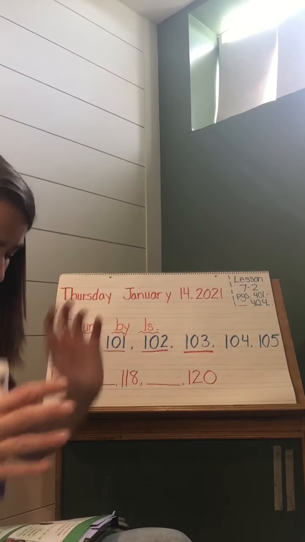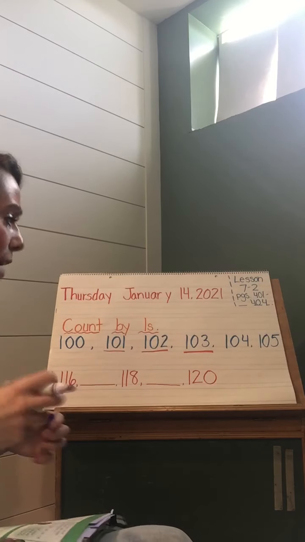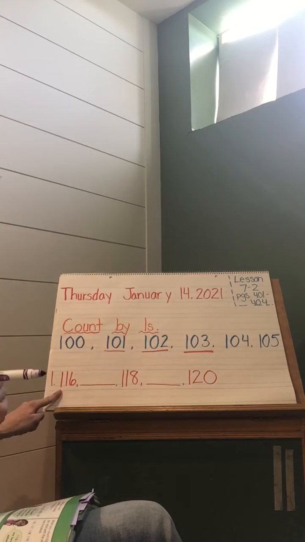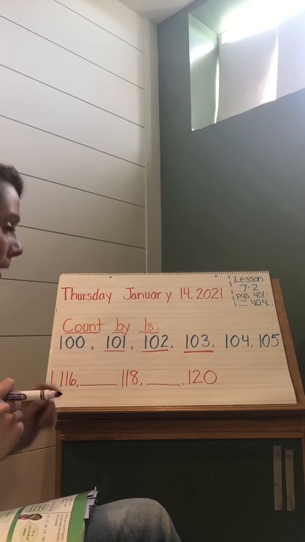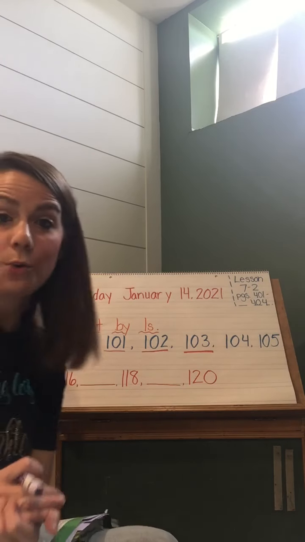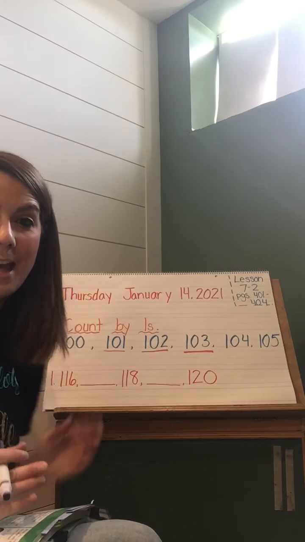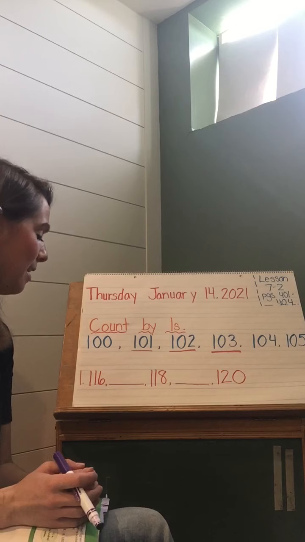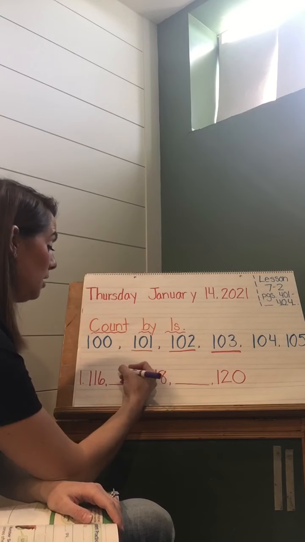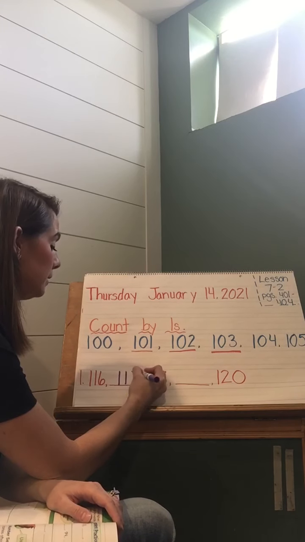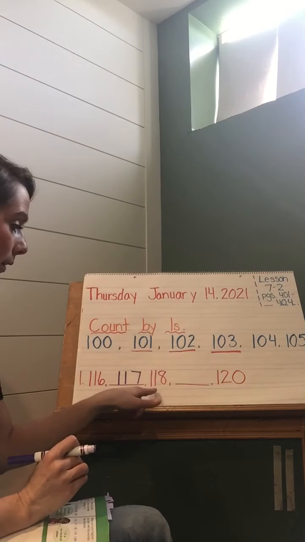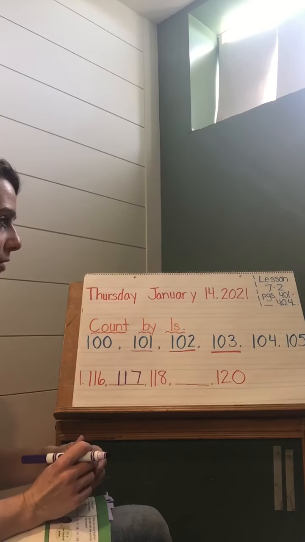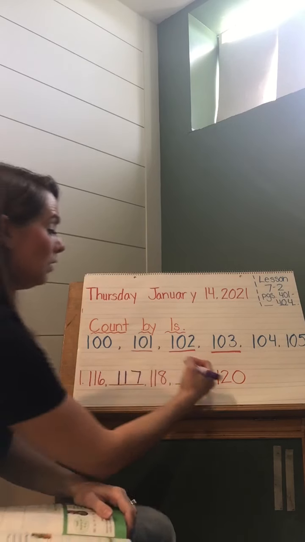Now, I'm going to go ahead and do number 1 with you down here. It's partly done in your book, but let's count forward by ones, okay? So if I start at 116, what number do you think would be next? After 116, I have, good, 117. They already give us 118, so what would be after that? Good, 119.